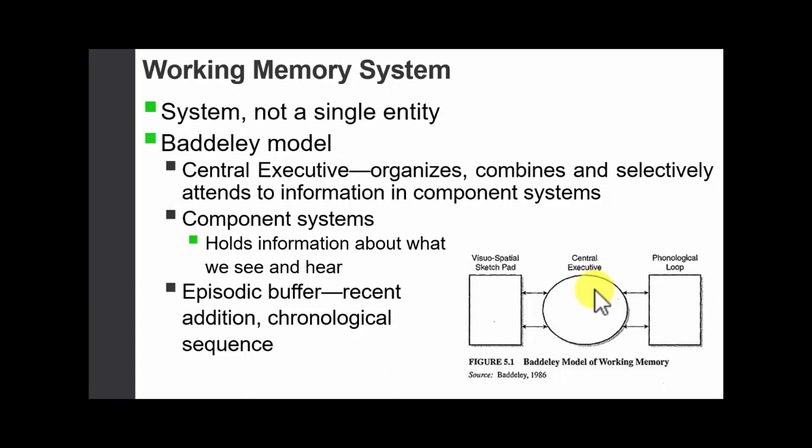And then there's the central executive, much like we talked about earlier, that is the big boss of those three different component systems and organizes them to make them work the most effective for working memory. So that's Baddeley's working memory system.